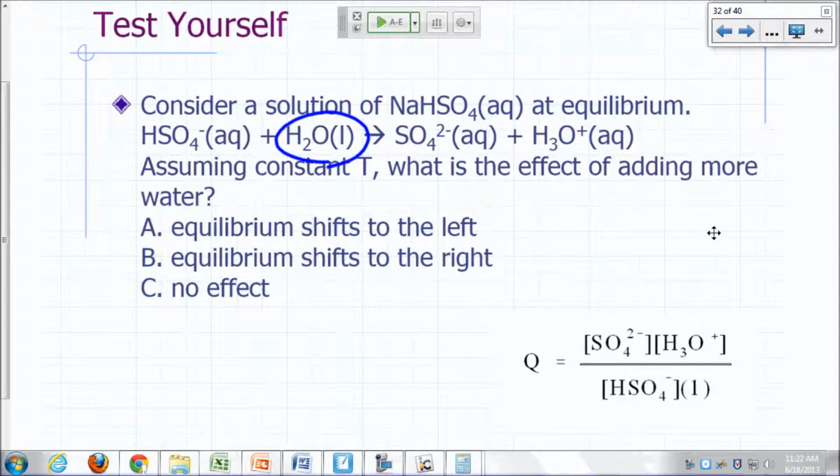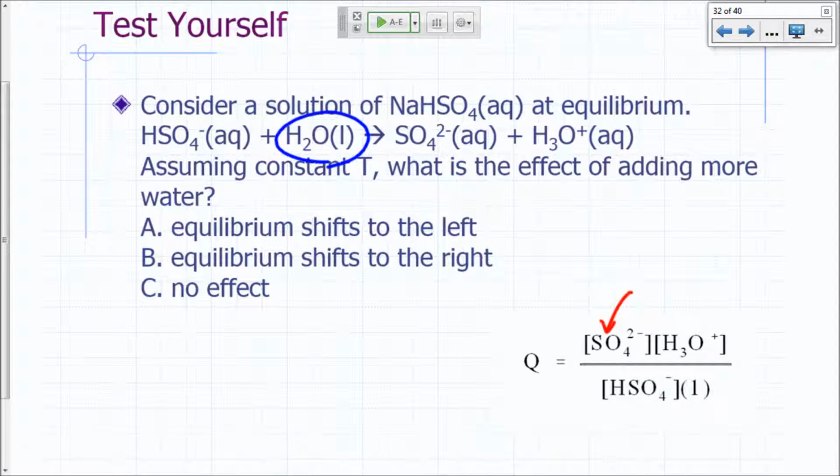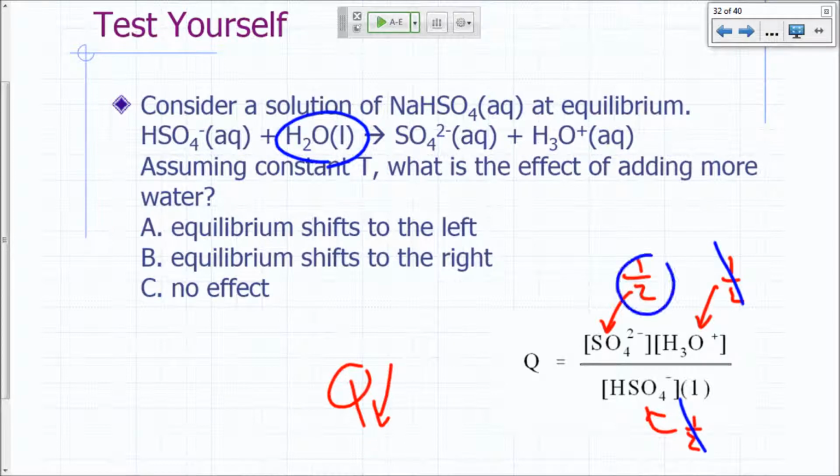Okay. Let's just imagine a situation where you add so much water that you double the volume. So this is now half of what it was, this is now half of what it was, momentarily anyway, and this is now half of what it was. What happens to Q now? It's going to be half of what it was, right? Because this 1/2 and that 1/2 will cancel out, and you have an extra 1/2 factor in the numerator. So now the system will respond by trying to increase Q, so the reaction shifts to the right.